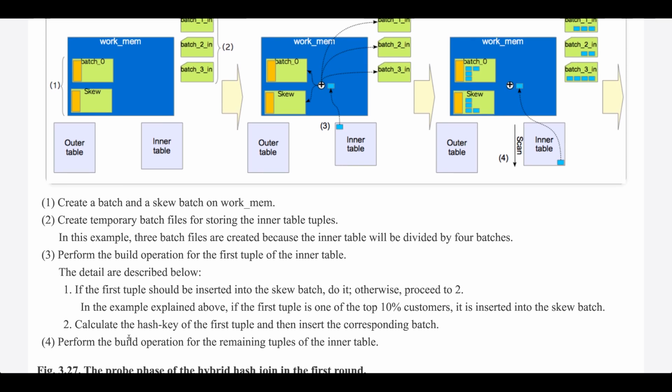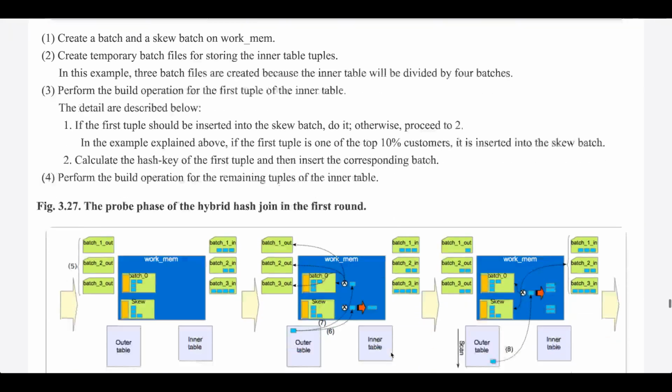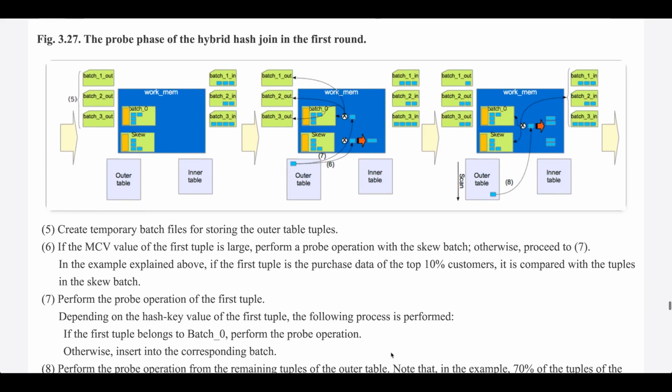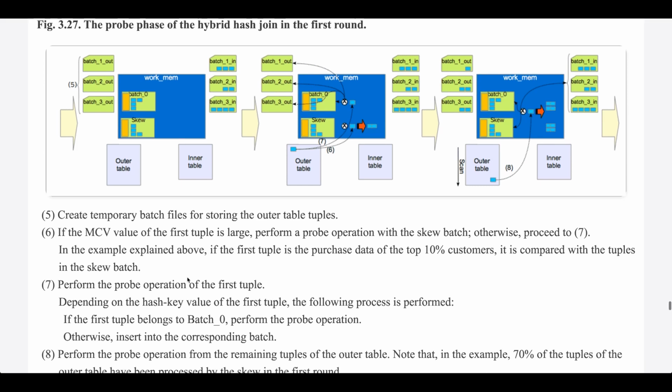4. Perform the build operation for the remaining tuples of the inner table. The probe phase. 5. Create the temporary batch files for storing the outer table tuples. 6. If the most common value of the first tuple is large, perform a probe operation with the SKU batch. Otherwise, proceed to 7. In the example explained above, if the first tuple is the purchase data of the top 10% customers, it is compared with the tuples in the SKU batch.